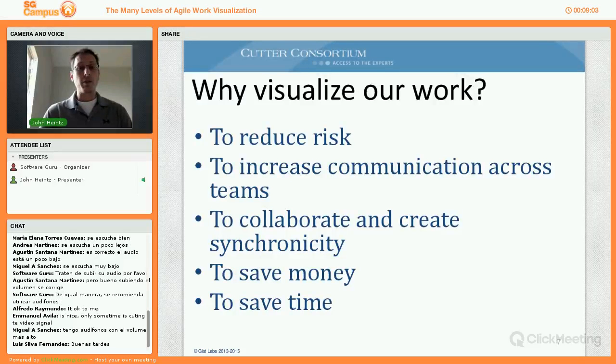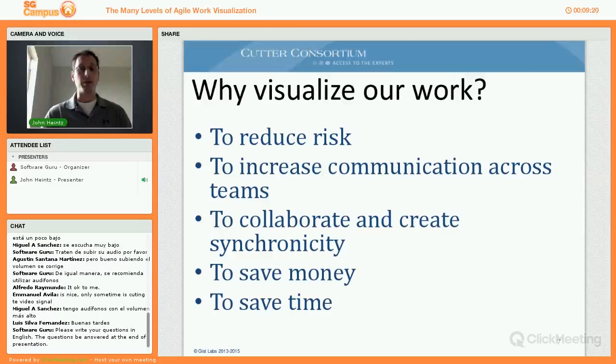So to summarize some of the important reasons to visualize our work, we want to be able to reduce our risks. We don't want the risk of working on the wrong things. We don't want to risk optimizing one piece at the expense of the whole. We also want to increase our ability to communicate effectively across teams and across the organization. We want to also collaborate and create synchronicity so that we're all working and focusing on the right things. We're working on the things that matter all together.